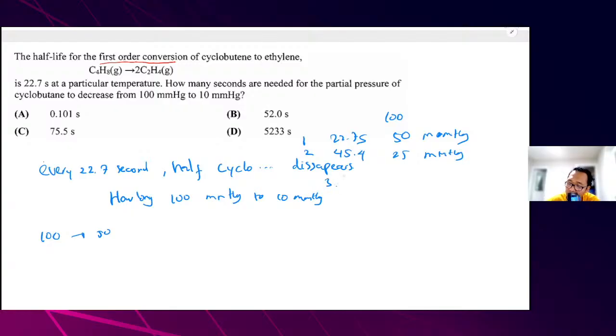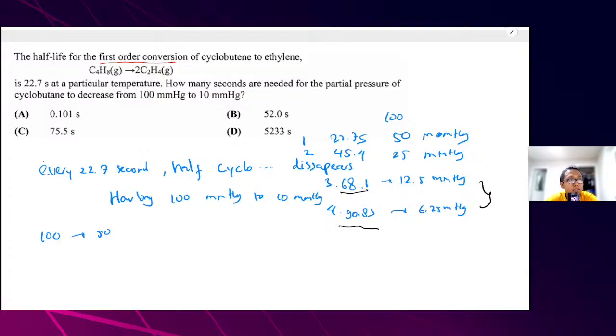And then if we use three half-lives, adding this one, it will be 68.1, and then it becomes 12.5 mmHg. Then for four, just adding this one, 90.8 seconds, and it will be 6.25 mmHg. Now from this part, we know it will be between the third or fourth half-life, so we need something more exact right now.